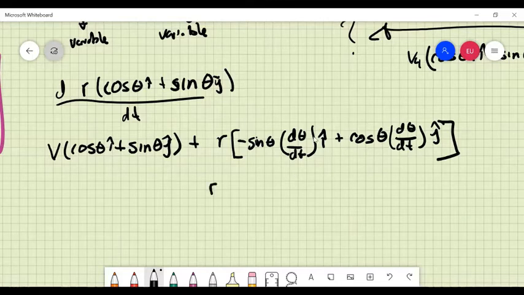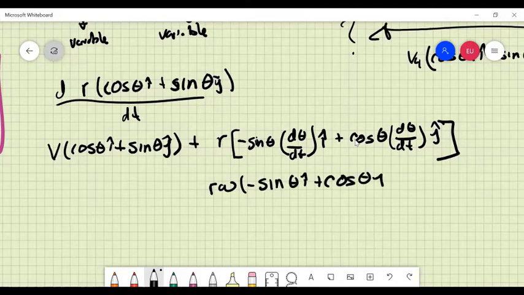So this is a common factor between these two. So I can take that out. And then I have minus sine theta plus the cosine of theta.